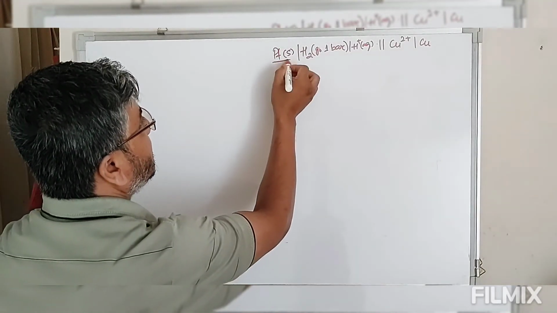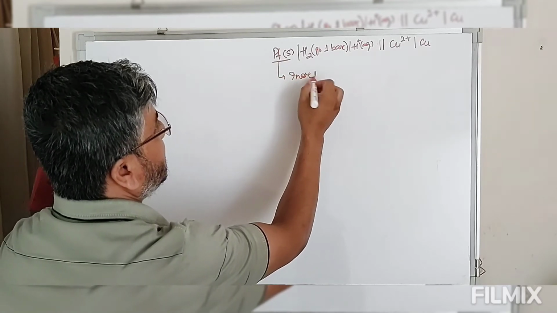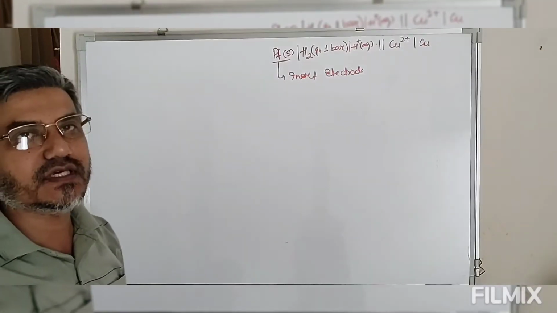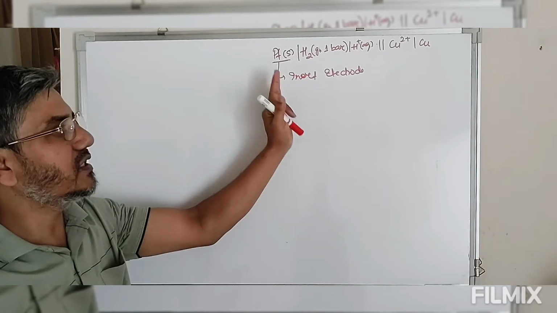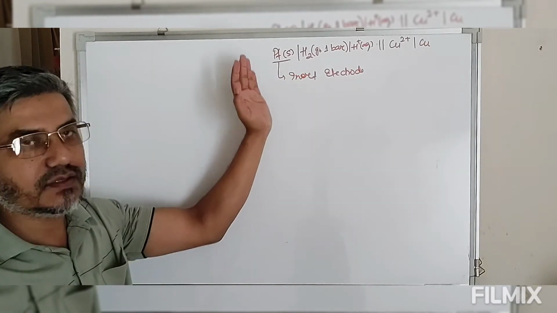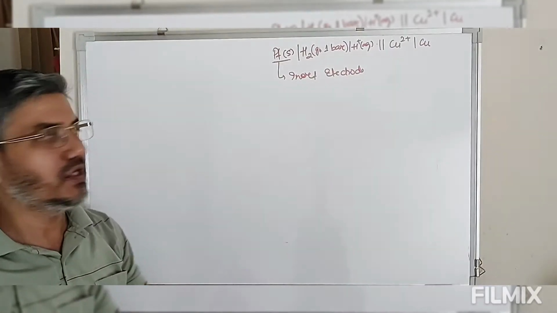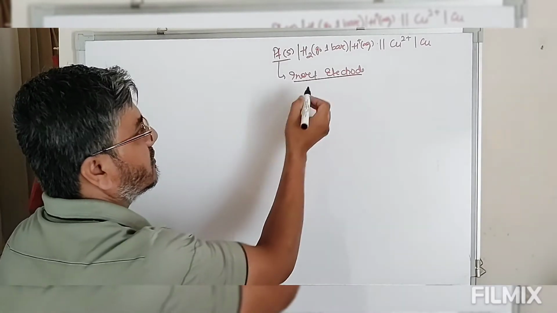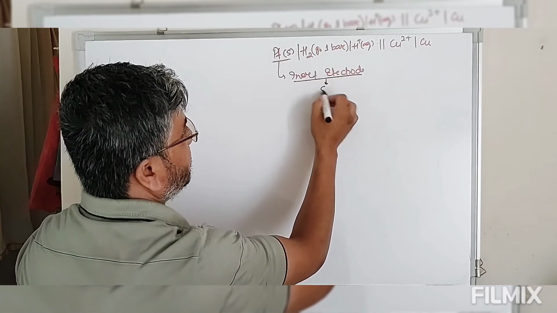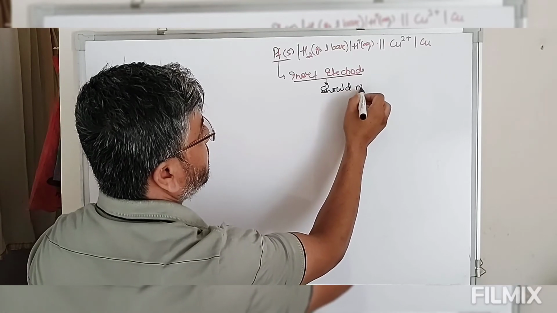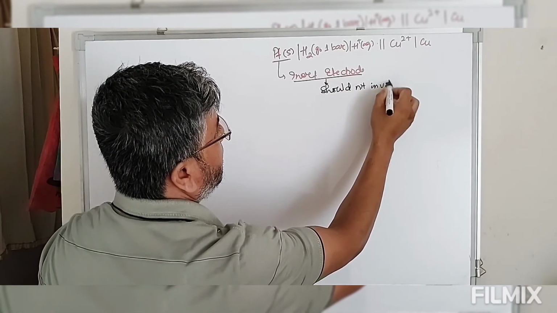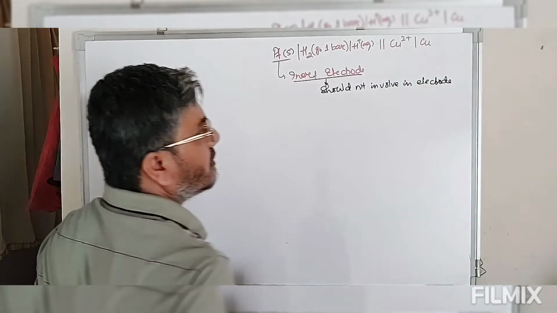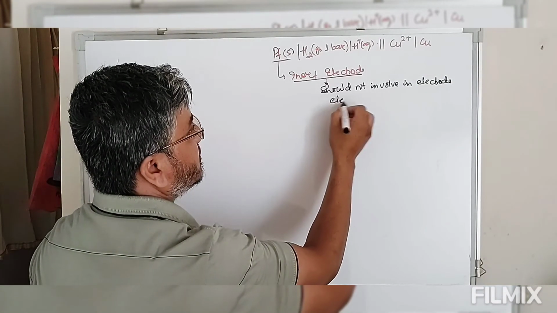So this is an inert electrode. Why is this known as an inert electrode? If the electrode reaction involves a gas, we always have to use an inert electrode like platinum, gold, etc. Why does this have to be an inert electrode? The use of this inert electrode should not involve itself in the electron reaction.